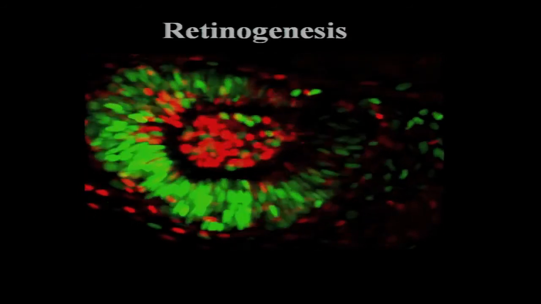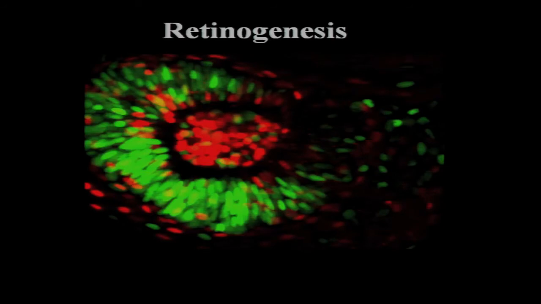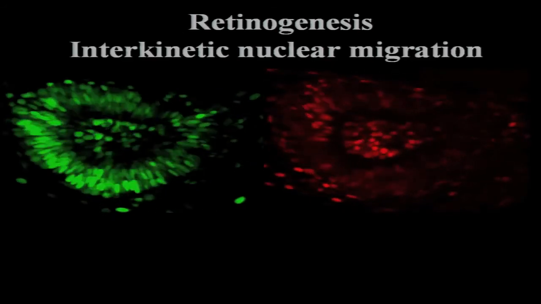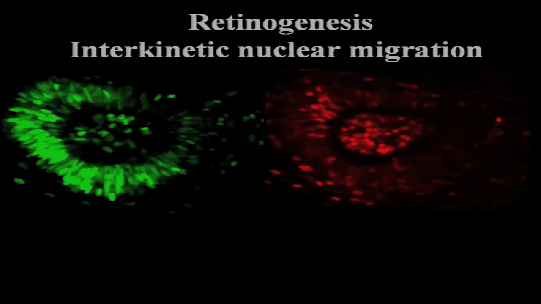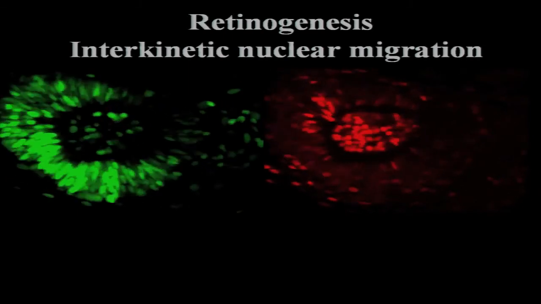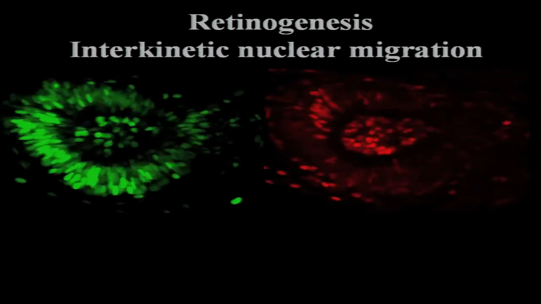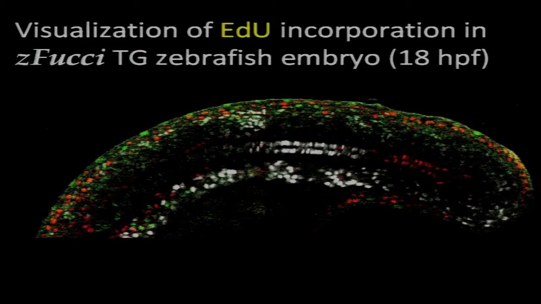This is the top view, and when we zoom in on the retina, in its neuroepithelium, we can look at the interkinetic nuclear migration. In other words, green nuclei moved from basal to apical, but red nuclei moved in the opposite direction, from apical to basal. This is the interkinetic nuclear migration. And also in the differentiating notochord, we saw the cell cycle transition travel from the head to the tail.